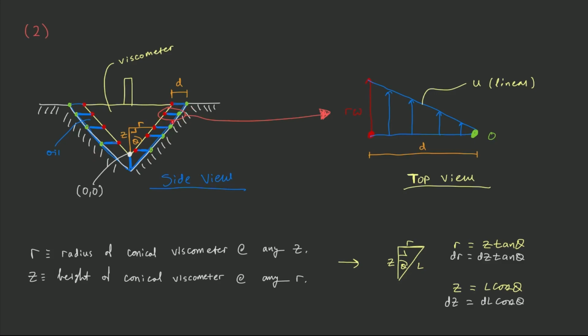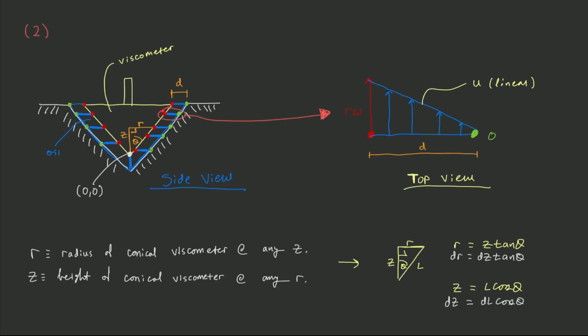So if we break out this velocity profile, just some arbitrary velocity profile, and look at it from a top view instead of a side view, we can see that this green point is on the wall and this red point is on the conical viscometer. The no-slip condition says that this green point has to have a 0 velocity, and this red point has to have a velocity equal to r omega, where r is the radius of the conical viscometer at any given z, and z is the height of the conical viscometer at any given r.